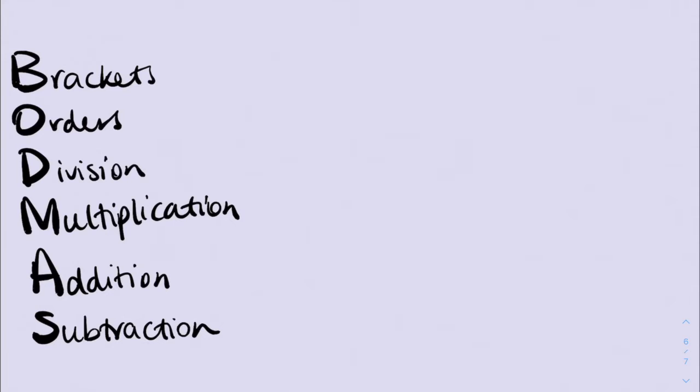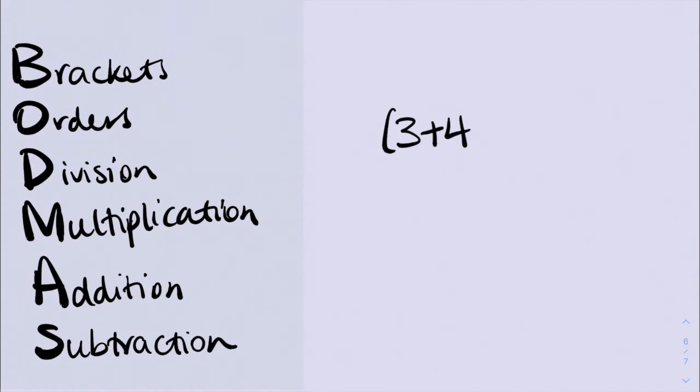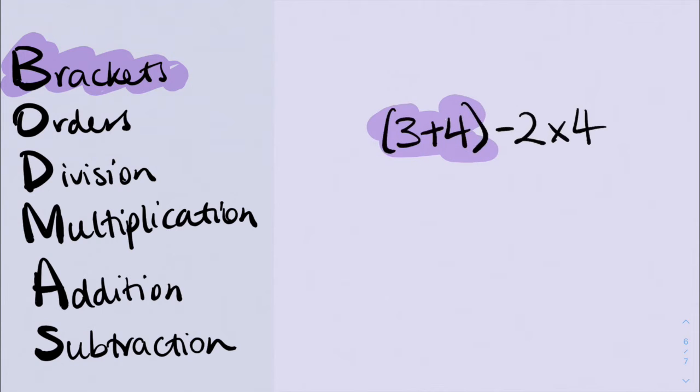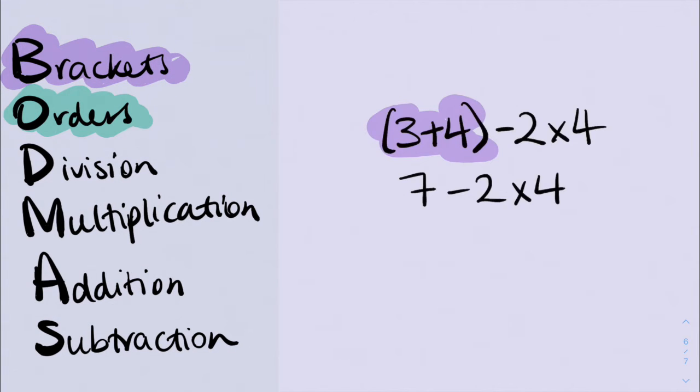So we might get an equation like this: 3 plus 4 in brackets minus 2 times 4. So the first thing we're going to do is we're going to do our brackets. Right, that's always the first thing we do. So we end up with 7 minus 2 times 4. Next, we look for our orders. Now our orders, what we mean is something like 3 to the power of 2 or the square root of 4. But as we can see in this equation, we don't have any of those. So we're going to move on to our next one.